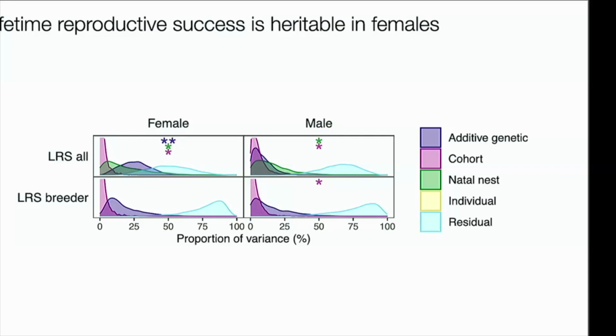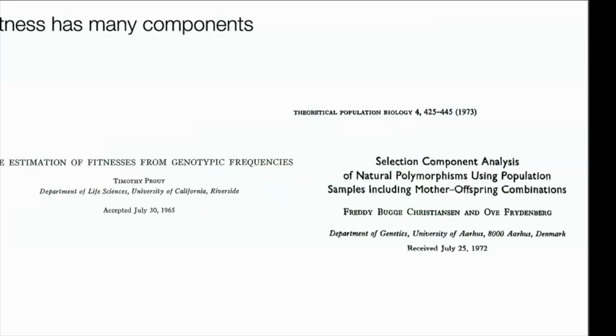We were inspired by old work on selection component analyses that points out that fitness is really a complex trait and has many different components. This idea was first raised by Tim Prout in the 60s, and then Freddie Christensen and Owen Freidenberg in the 70s came up with a really elegant hierarchical series of tests to specifically look at selection operating on different life cycle stages. This is called selection component analysis. We did perform this analysis with our data, but today I'm going to show you a different approach.